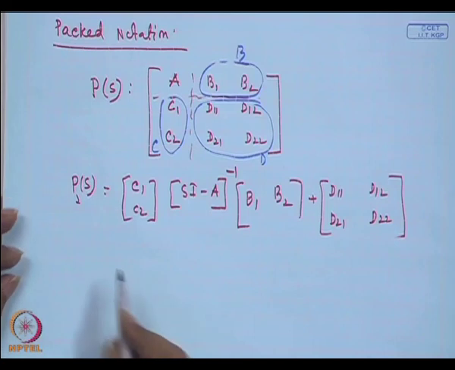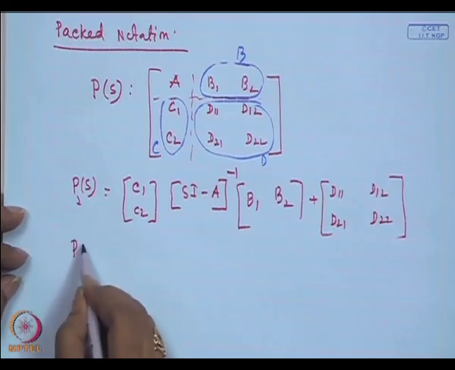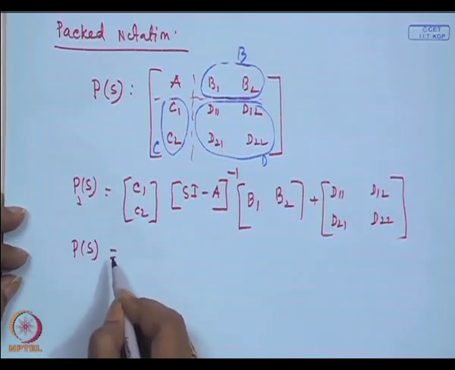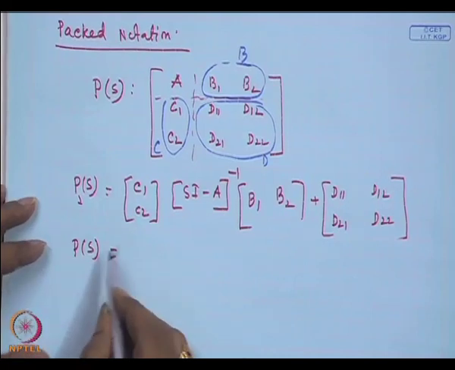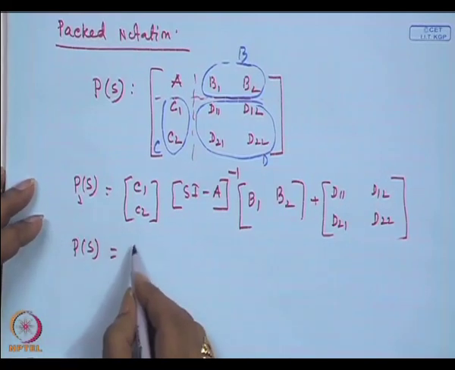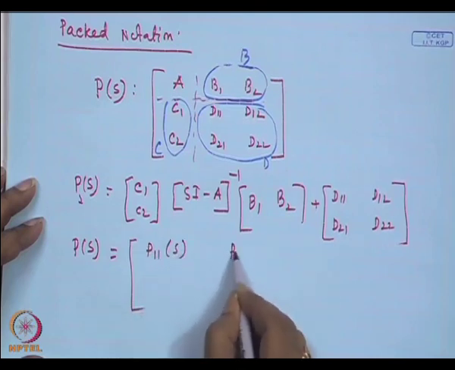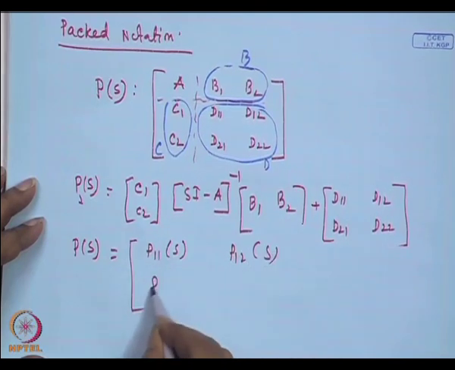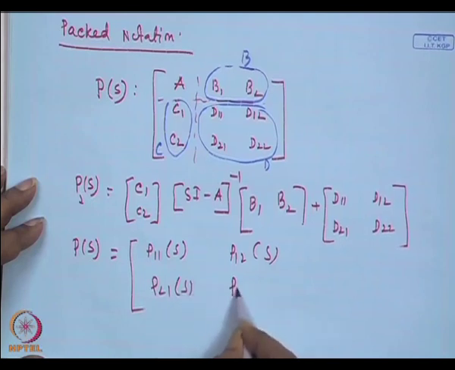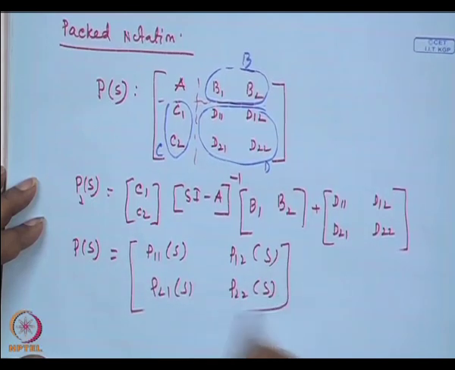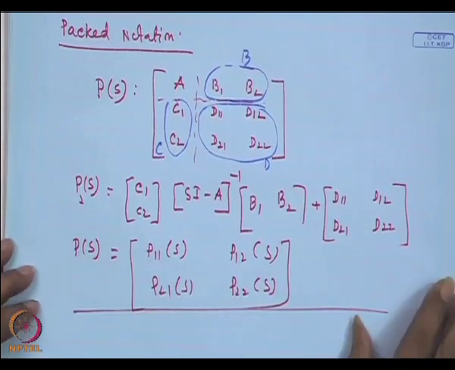Where again we partition, because it is a 2 inputs 2 outputs system, we can partition it this way: P 1 1 S, P 1 2 S, P 2 1 S, P 2 2 S. So, we will discuss all these things in detail tomorrow.